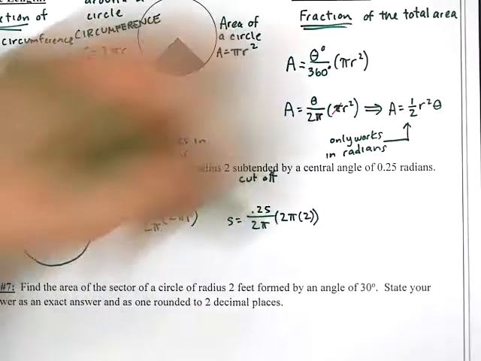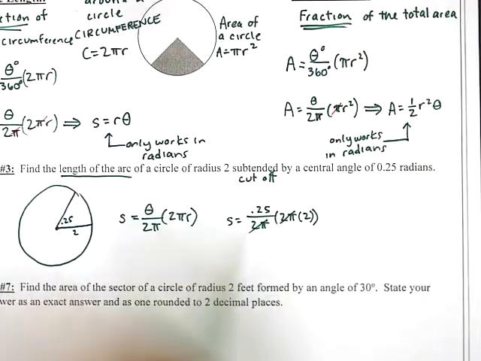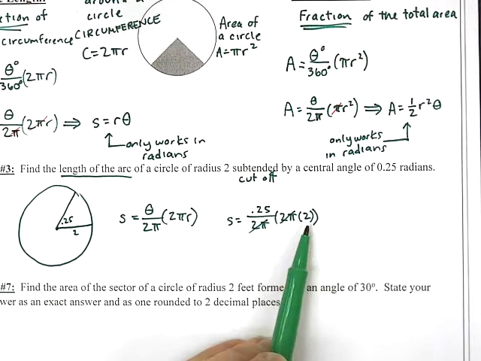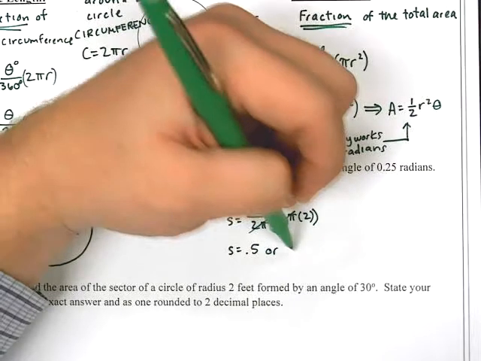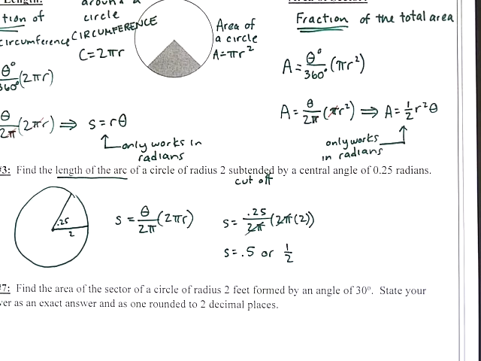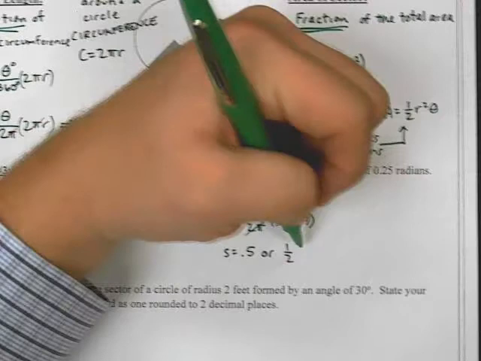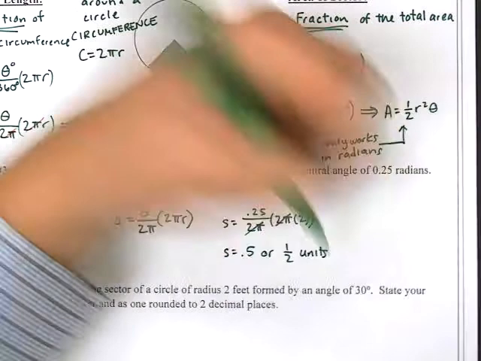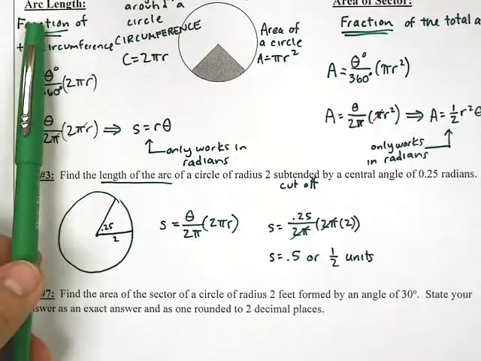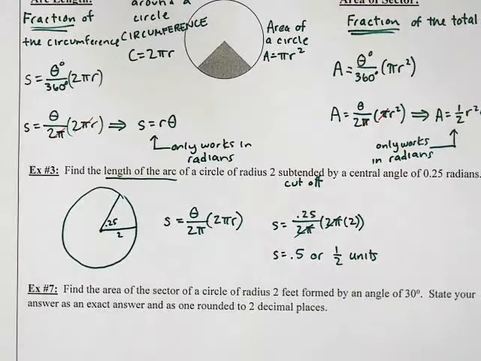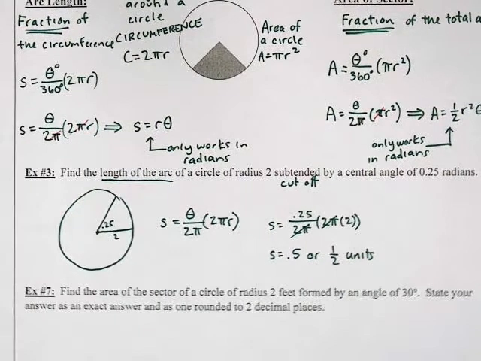Good. The 2 pi's cancel. I just have 0.25 times 2, which is 0.5 or 1/2. There's no units here, so let's just say units. Be very careful, these are not square units, right? This was length, arc length, so we're just in regular units, not square. Alright. Now, what happens in our next example?